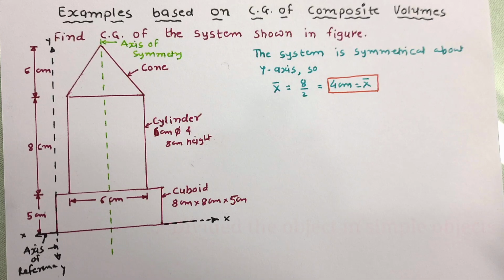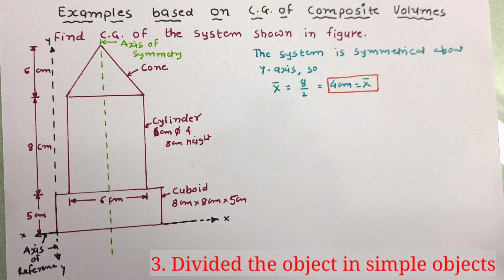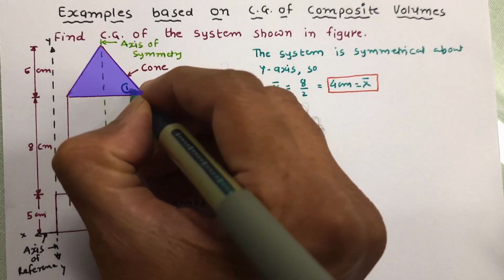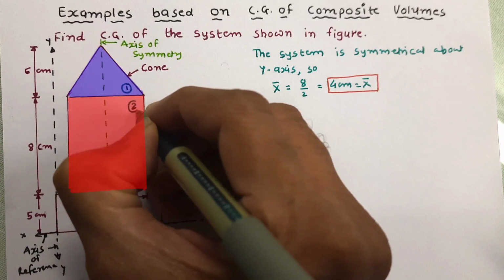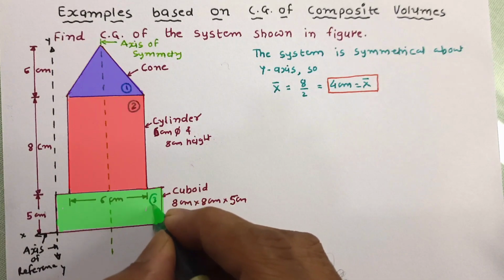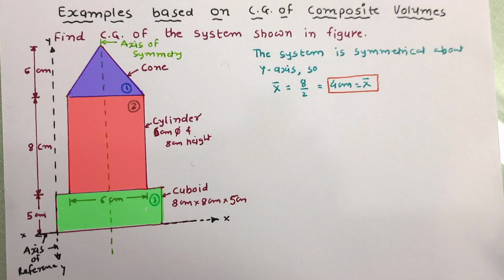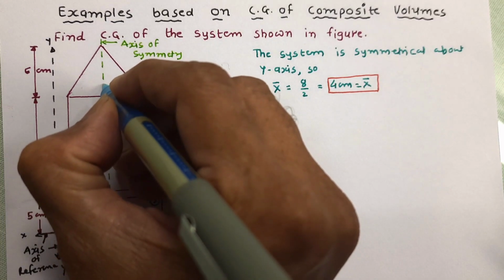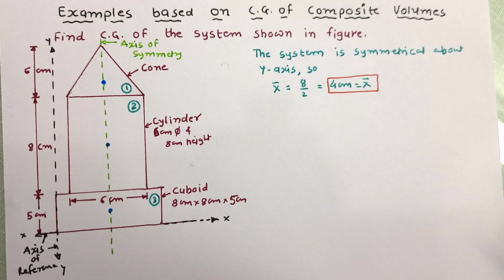Now the third step is to divide this composite object into simple objects. So this cone, that is object number 1, cylinder, that is object number 2, and cuboid, we can say it is object number 3. Now let us mark centroid of all these objects. This is the centroid of cuboid. Here this is the centroid of cylinder, and we can say this is the centroid of cone. All these three centroids are lying on our axis of symmetry. So X bar has been obtained.